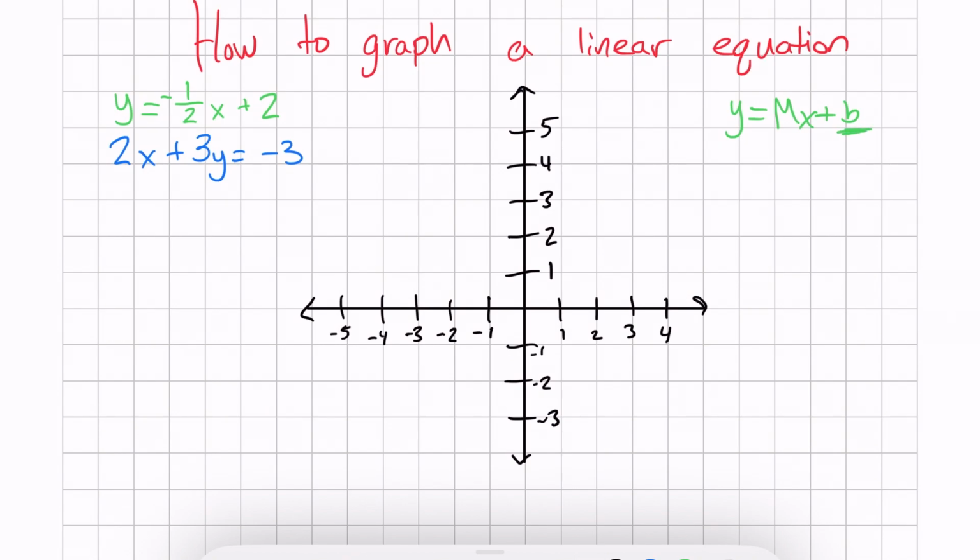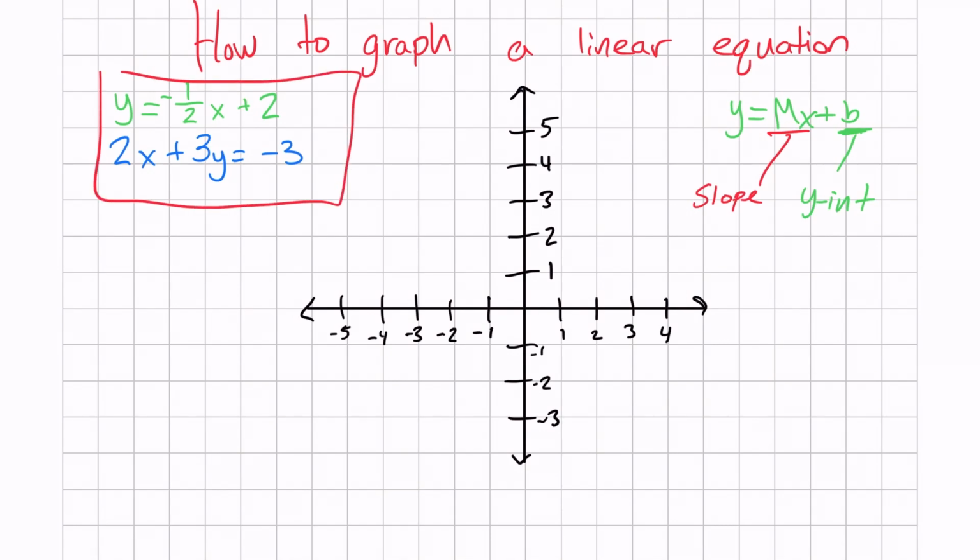We know that the b value here on the end is known as our y-intercept intersection point. So that tells me where on this axis my line will intersect. And my m value here we know as the slope. And this is my rate of change, how many values I'll be going up or over from my y-intercept intersection point to my next point. So what I would like to do is get both of these equations that I have over here into slope-intercept form so that I can graph them.